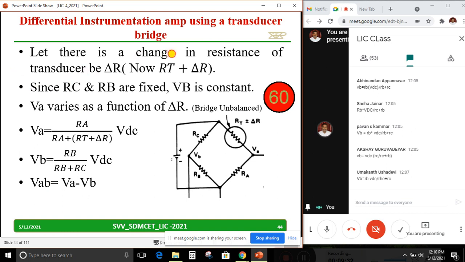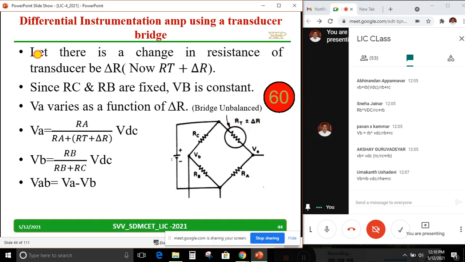There is a change in the resistance of the transducer. Initially it was RT, RC, RB, RA, the bridge was balanced, say VA was equal to VB. Now there is a small change in this RT. So let us consider plus delta R. Why? The temperature has changed, because of that the resistance has changed, and now it has become RT plus delta R.